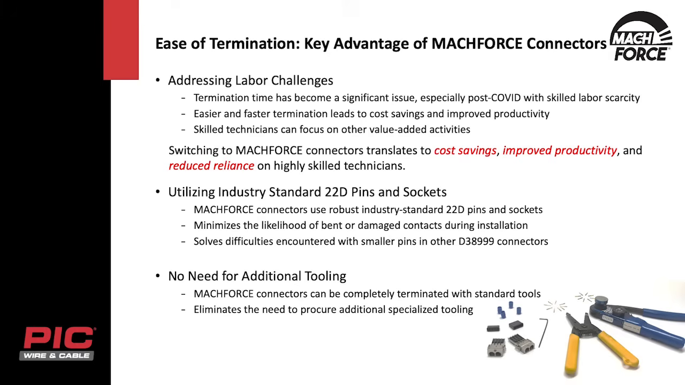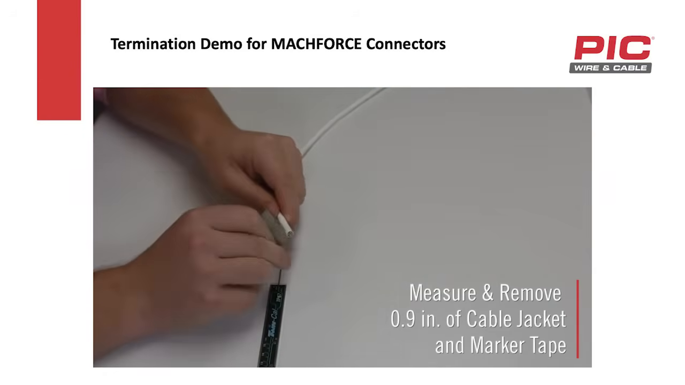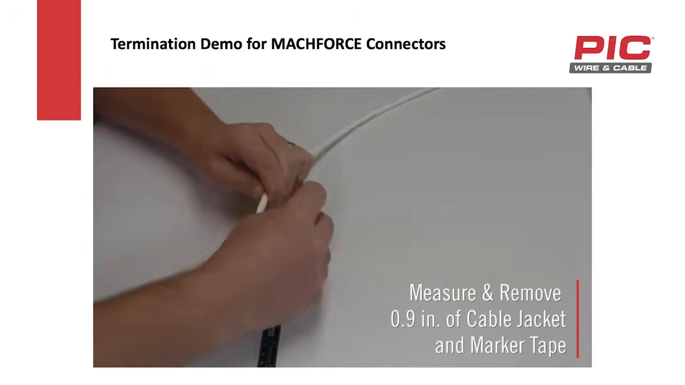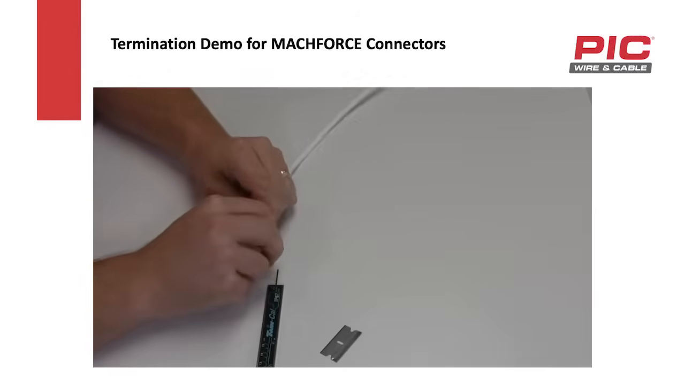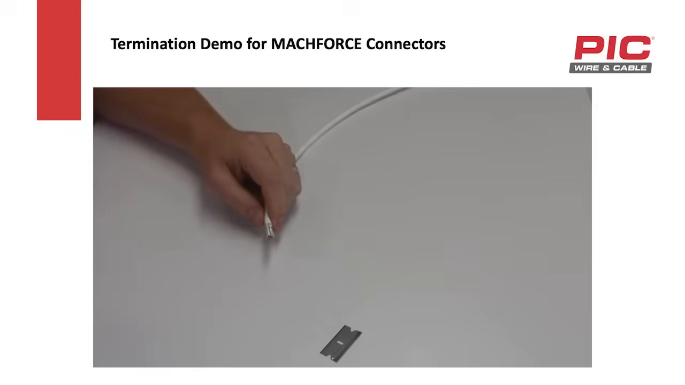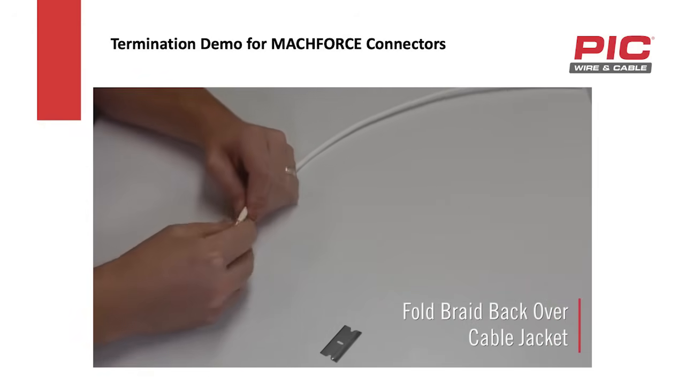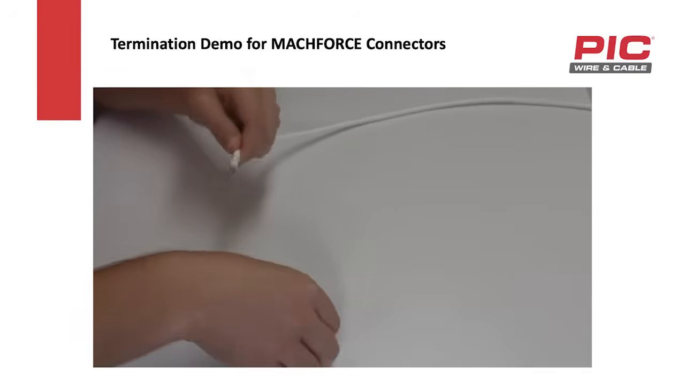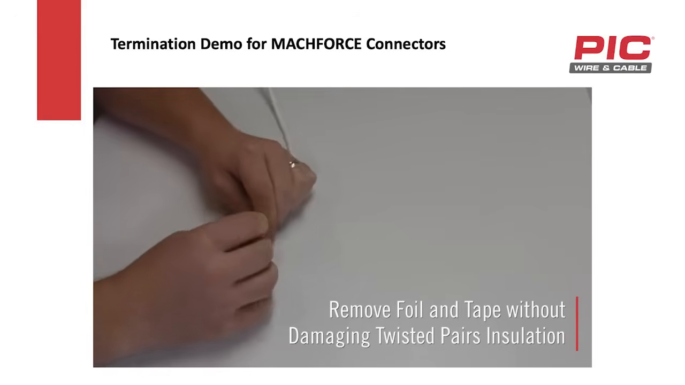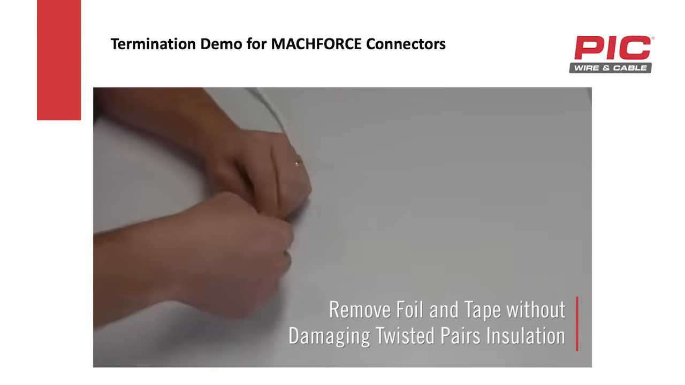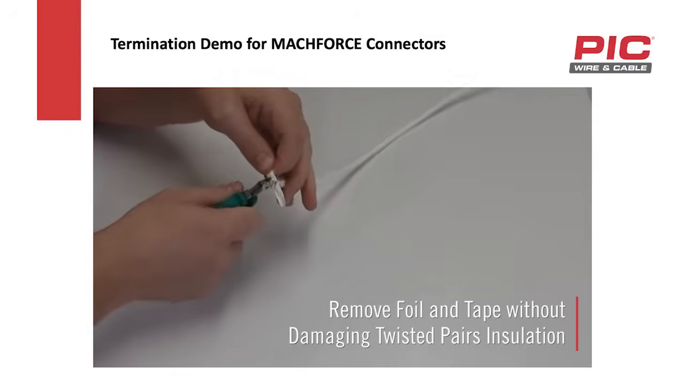To start the termination process, carefully remove 0.9 inches of the cable jacket and marker tape. Fold the braid back over the cable jacket. Now remove the foil and tape. As with any cable preparation, use caution to ensure you do not damage the insulation on the twisted pairs.